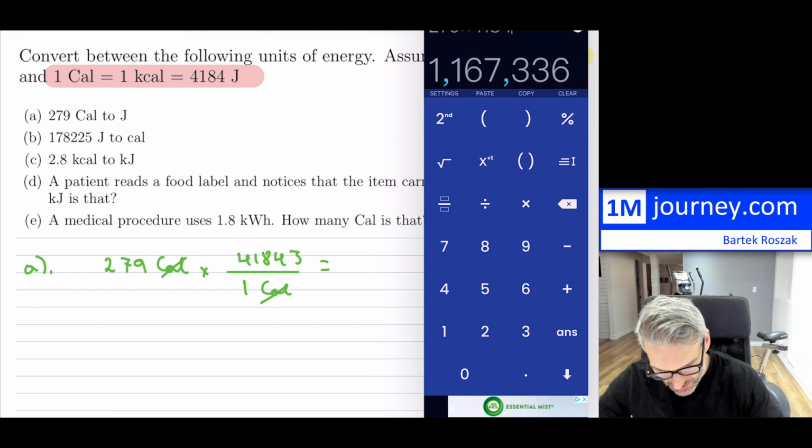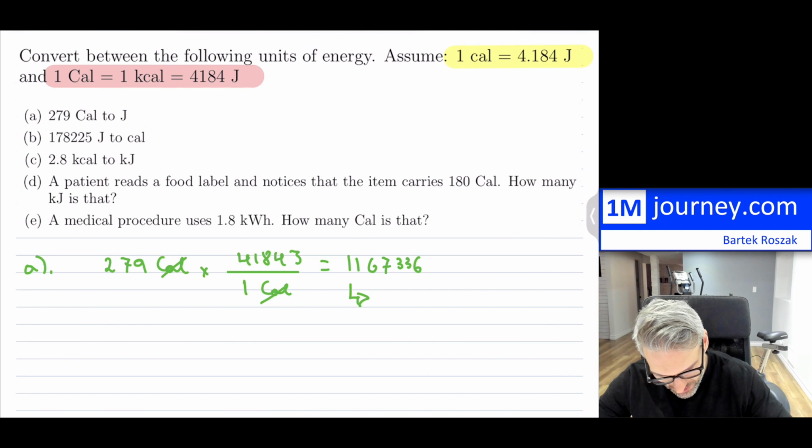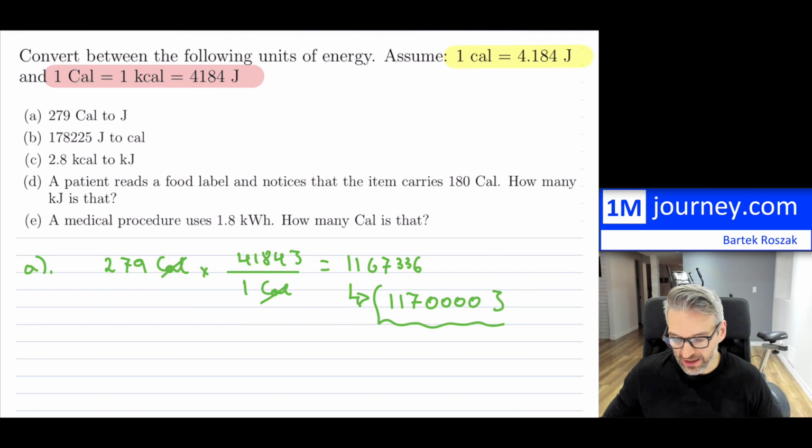And these are the capital calories that we have. So it's 1167336. And if you want to keep the same number of sig figs, so 3, meaning 1170000 joules. Okay, so it's quite a lot of joules in there in terms of calories. And indeed, because these are capitals, right? So that's what we would have. So 1 calorie is actually quite a bit of energy.